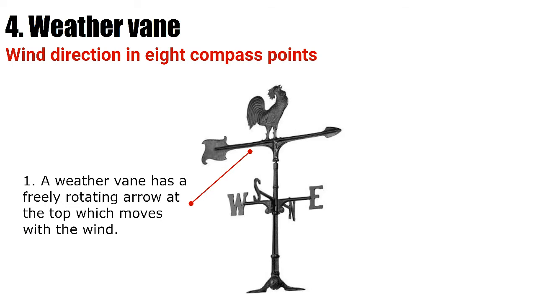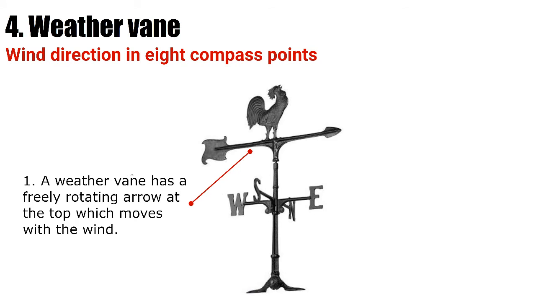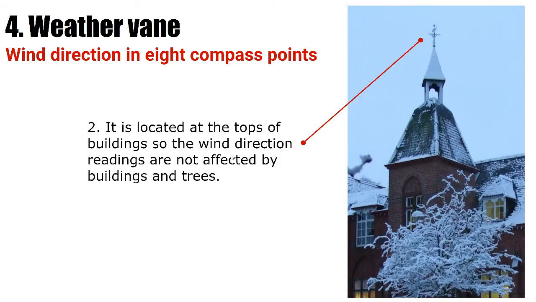This brings us to instrument number 4, which is your weather vane, and this measures wind direction, and it measures it in the 8 compass points: north, south, east and west, and the ones in between: northwest, southeast, that kind of thing. So a weather vane has a freely rotating arrow up at the top, and that just moves in the wind, pointing the direction of the wind. It's located at the tops of buildings. For example, we have one up here in the spire in Lurgan College.